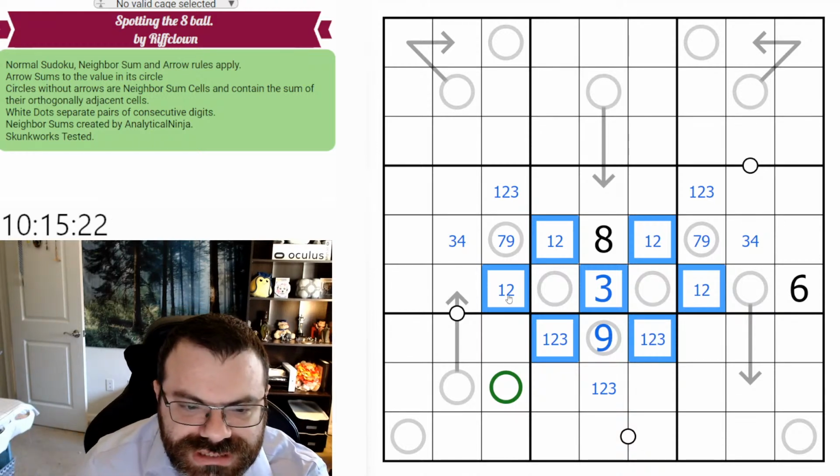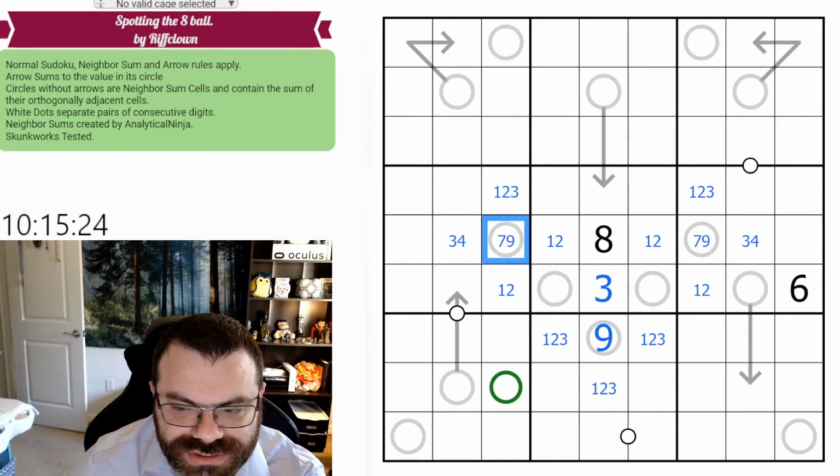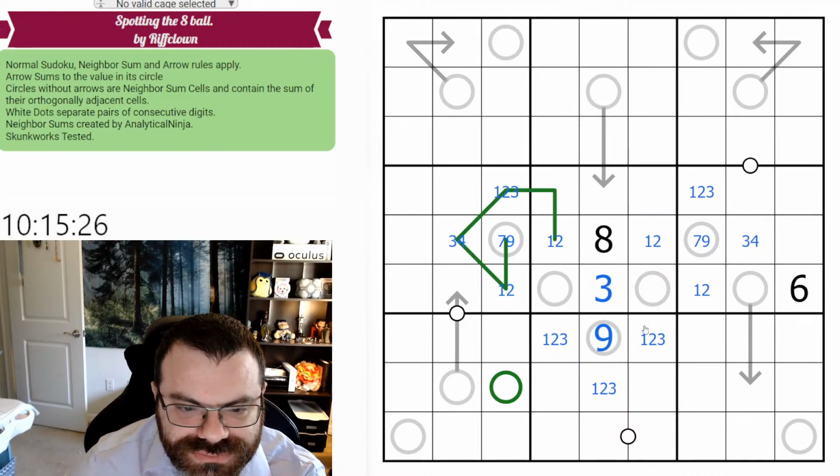Yeah, neighbor sums could easily be just drawn as arrows. Like you could draw an arrow like this. Oops, I messed up. You could draw that arrow. And you could draw like that arrow. But they'd overlap and it would be messy.